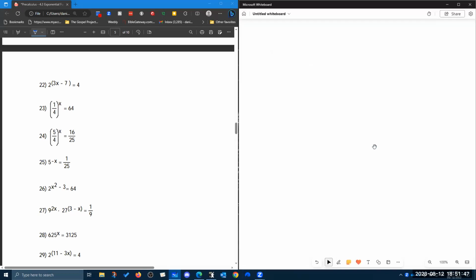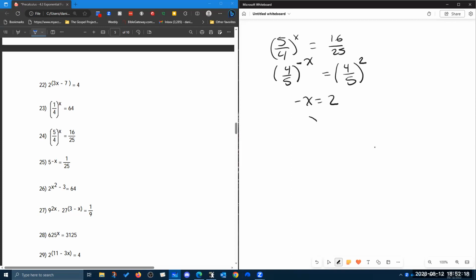5 over 4 raised to the x is equal to 16 over 25. Okay, I don't see a power of 5 in the numerator. I see a power of 5 in the denominator. So I want to take the reciprocal and make that the opposite exponent. And I see 4 over 5 squared, because this is 4 squared and 5 squared. So negative x equals 2, x equals negative 2.